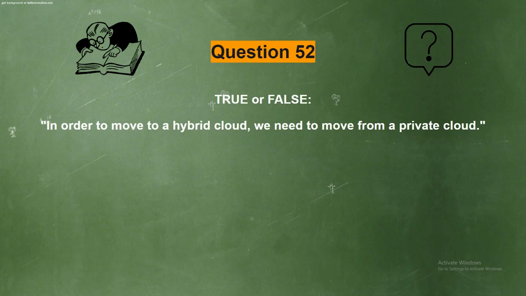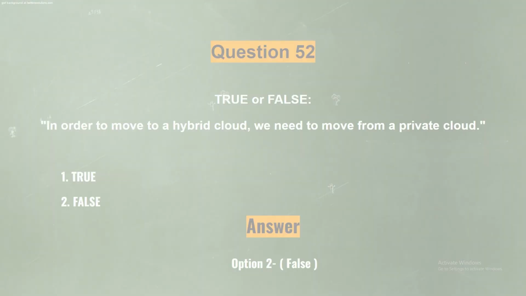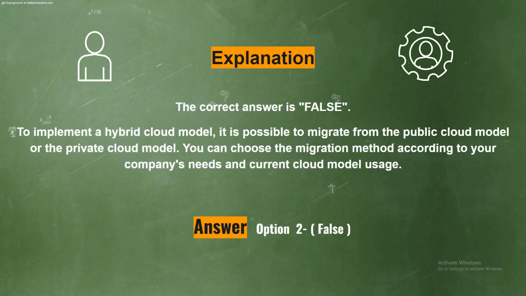Question 52. True or false? In order to move to a hybrid cloud, we need to move from a private cloud. And the options are option 1, true, option 2, false. And the correct answer is option 2, false. Explanation. The correct answer is false. To implement a hybrid cloud model, it is possible to migrate from the public cloud model or the private cloud model. You can choose the migration method according to your company's needs and current cloud model usage.